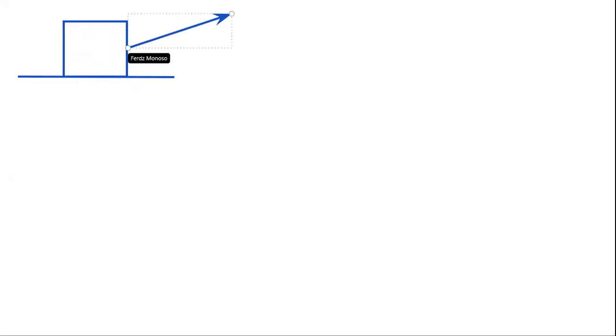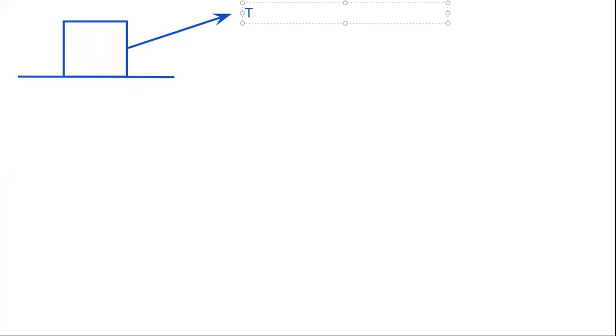So let me draw our problem. We have a box over here. This box again is being pulled by a force. Let's illustrate the force by an arrow. So this is our tension. So the tension here, T, forms an angle.